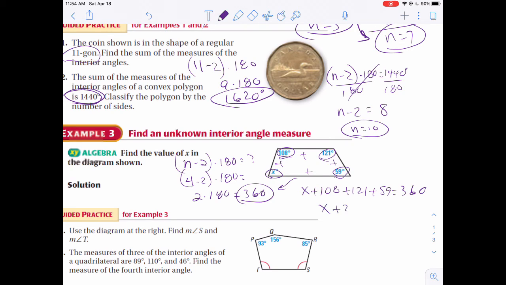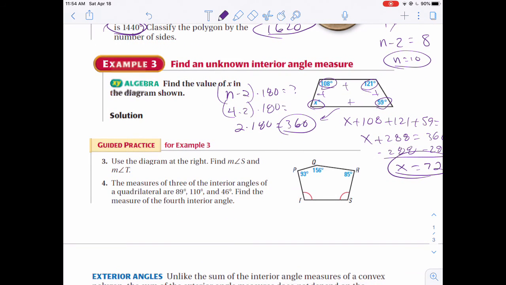X plus 288 equals 360. And all I have to do now is subtract the 288 from both sides. And I should have an answer here. I have x equals 72 degrees. So again, you've got to find out the total first by using the n minus 2 times 180 formula. That number for total degrees will be the sum of the angles you have in your shape. All right, one more example, and then we'll give you some work to try out.